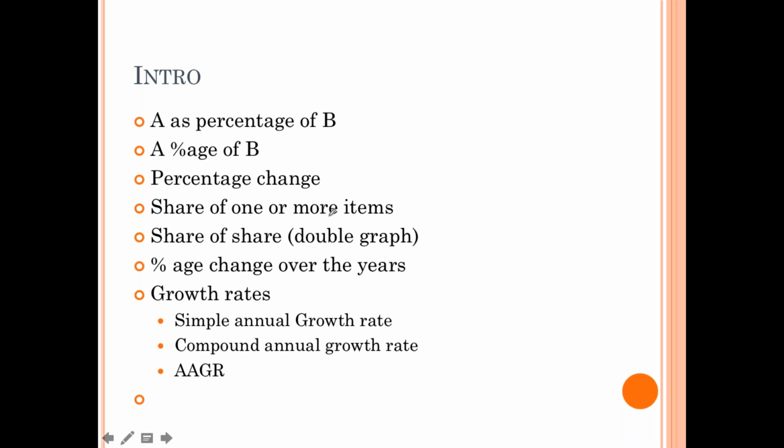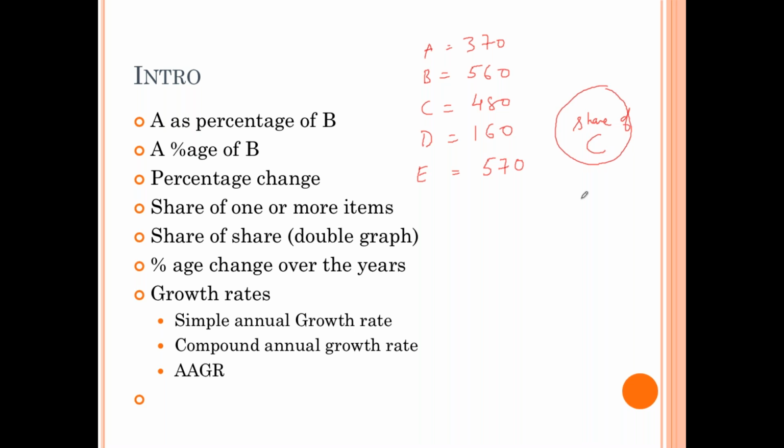Then is share of one or more items. If you have to find the share of one or more items, usually you are given A is equal to 370, B is equal to 560, C is equal to 480, D is equal to 160, and let us say E is equal to 570. So you have to find the share of C. Please find the share of C here. Can you do it quickly? Find the share of C.